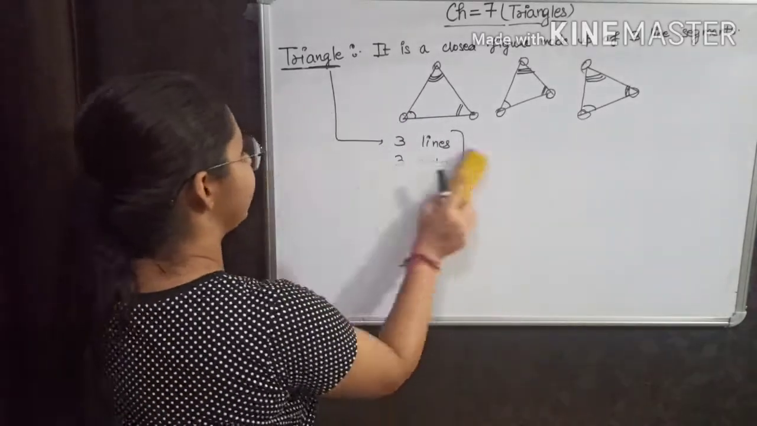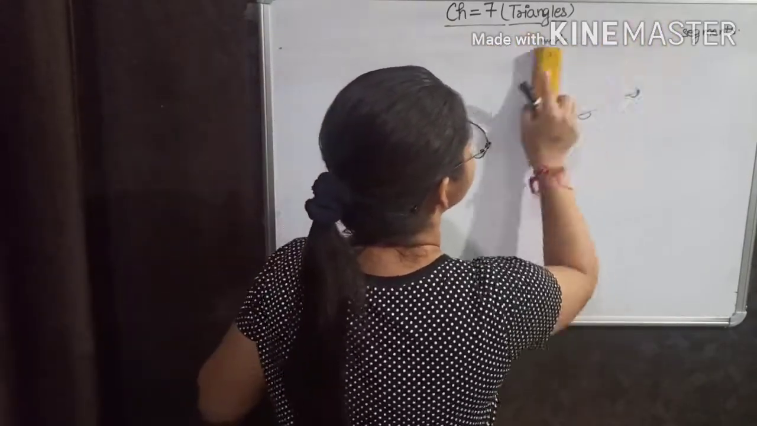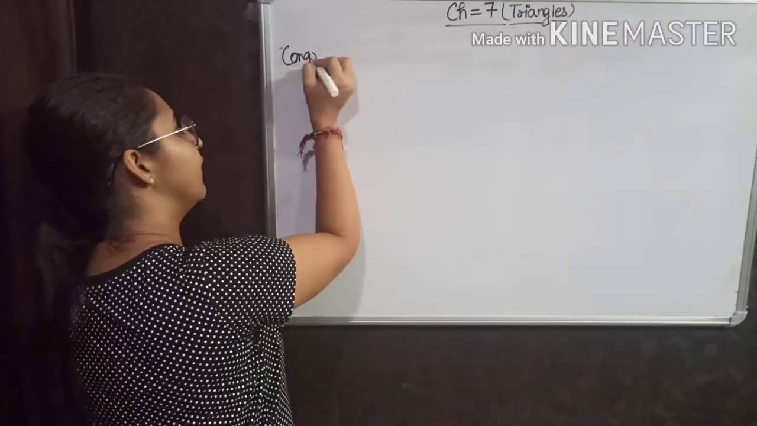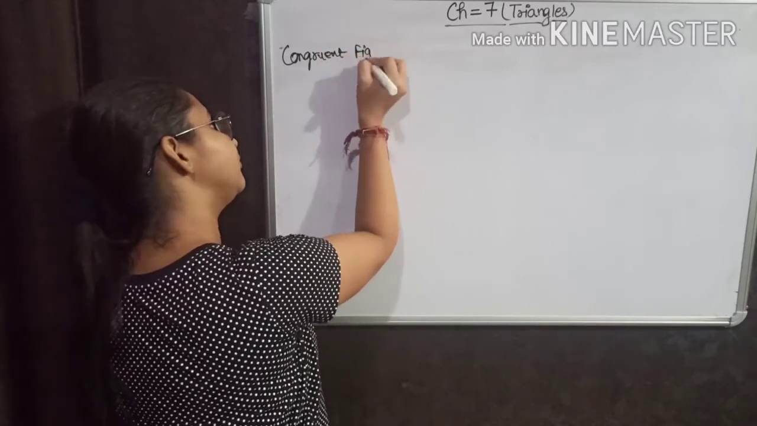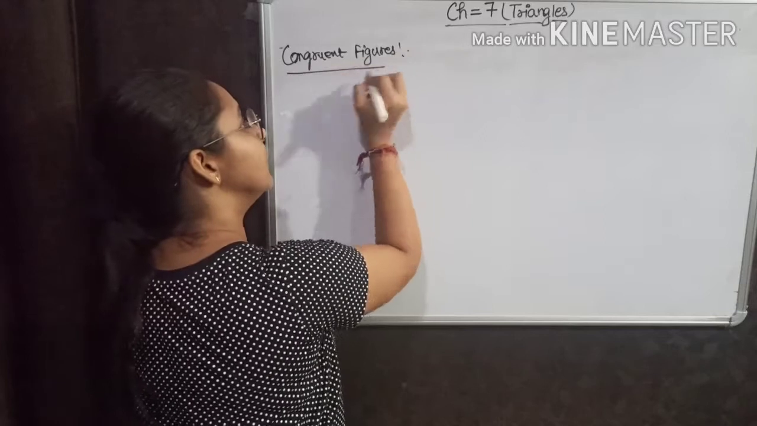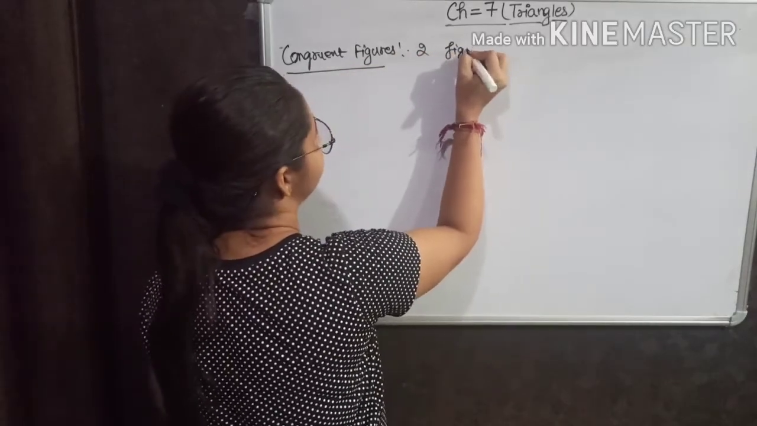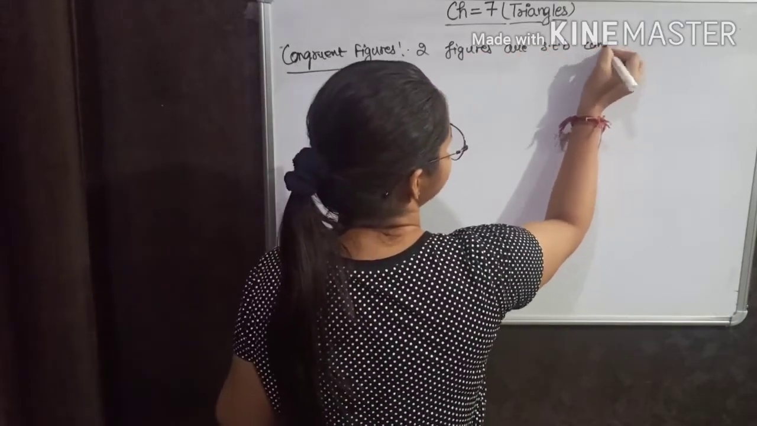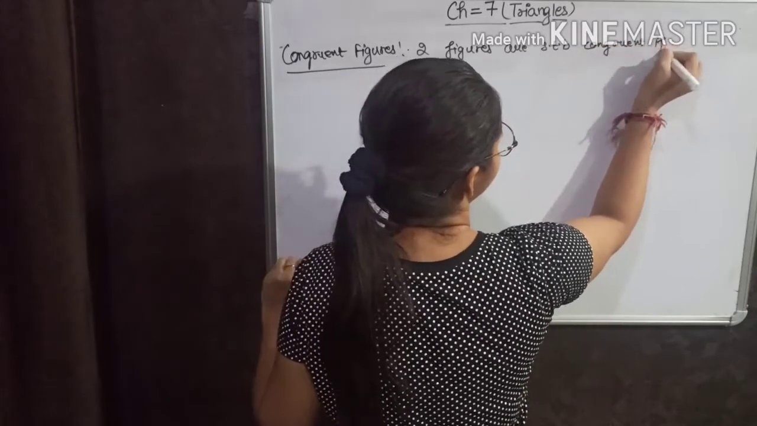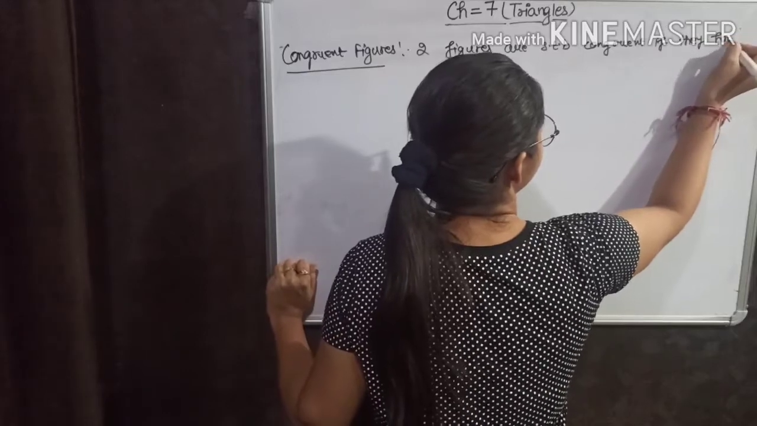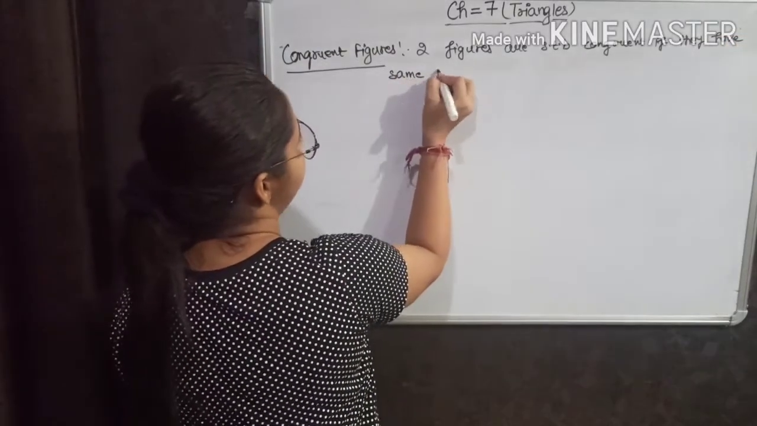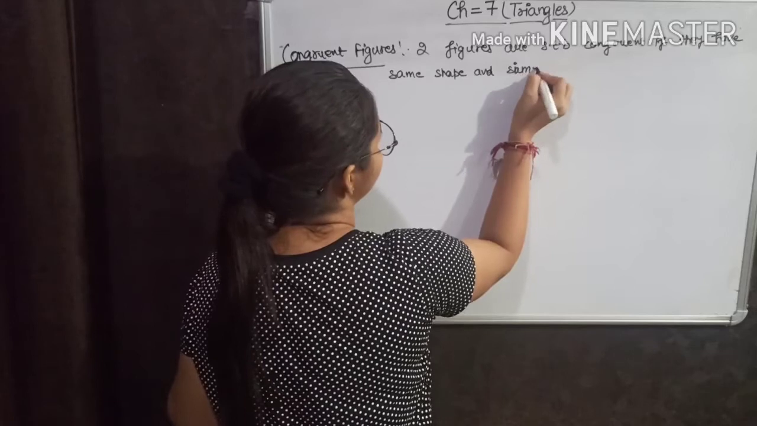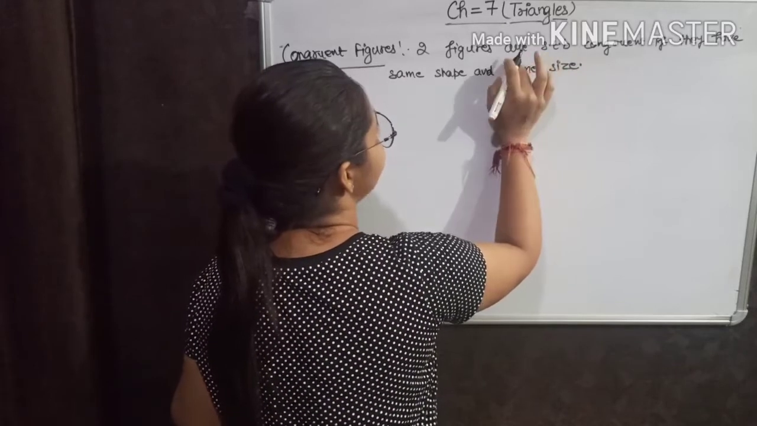Let's understand what I am saying. Congruent figures: two figures are said to be congruent if they have the same shape and same size.